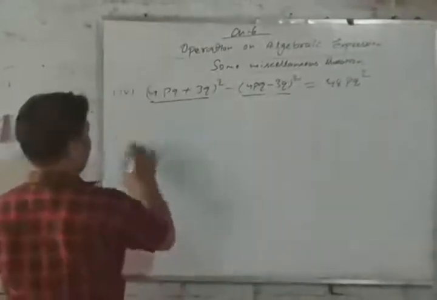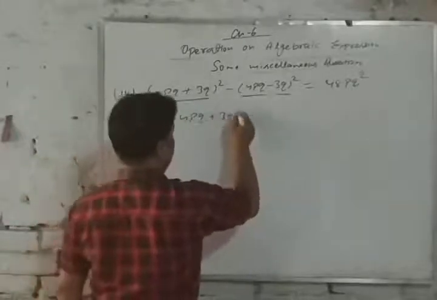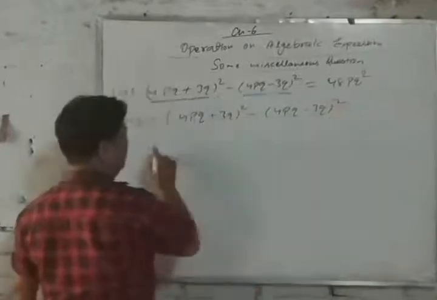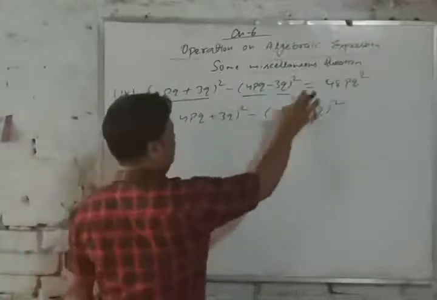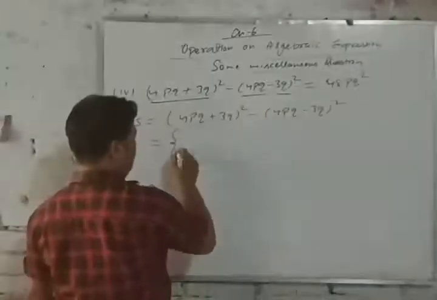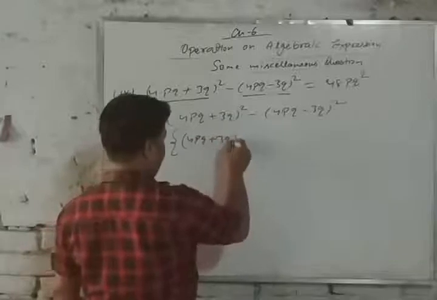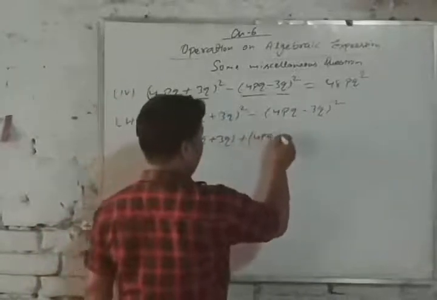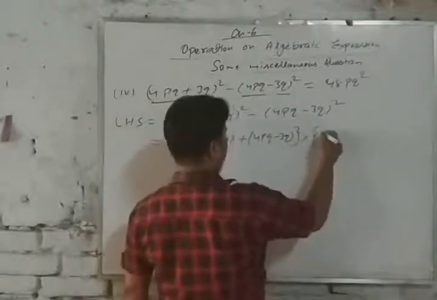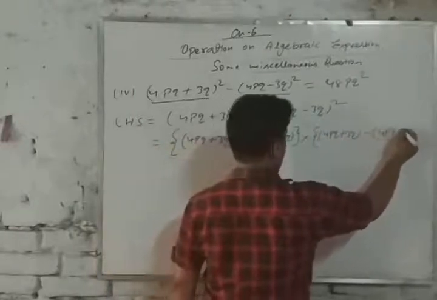At first we take the LHS: (4pq plus 3q) whole squared minus (4pq minus 3q) whole squared. Now A square minus B square is equal to A plus B into A minus B. We use middle brackets: A plus B is 4pq plus 3q plus 4pq minus 3q, close the middle bracket, in between the multiplication sign, then A minus B: 4pq plus 3q minus 4pq minus 3q.